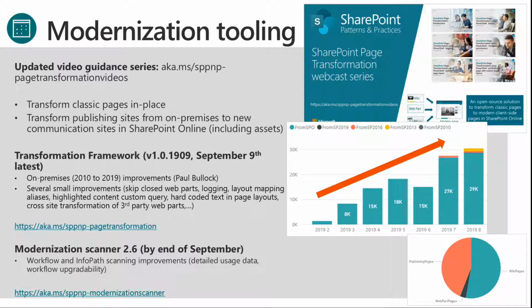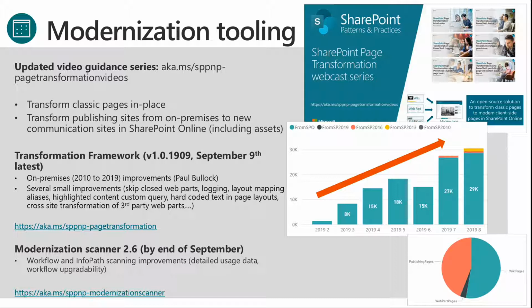There's also cross-site transformation support for third-party web parts. Let's say you have an on-premises classic publishing portal, and you already use a SharePoint Framework web part on it. If you now transform the page to a communication site, which is a different site collection, and the same SPFx solution is installed there as well, then we'll automatically deploy the solution on the modern page for you.